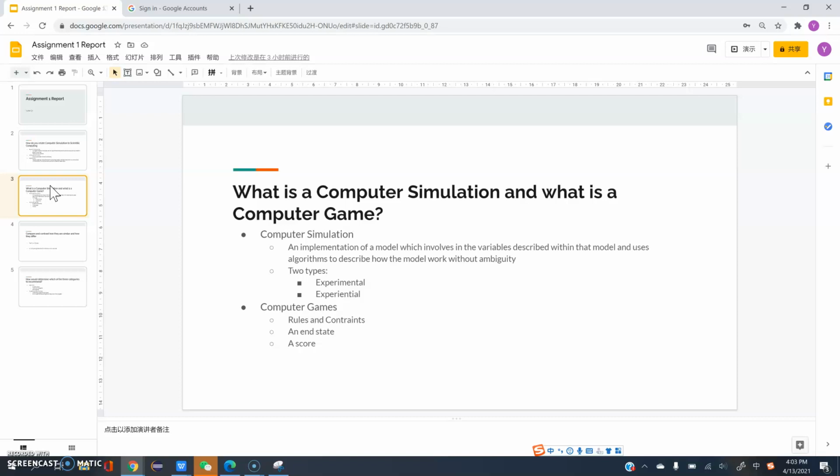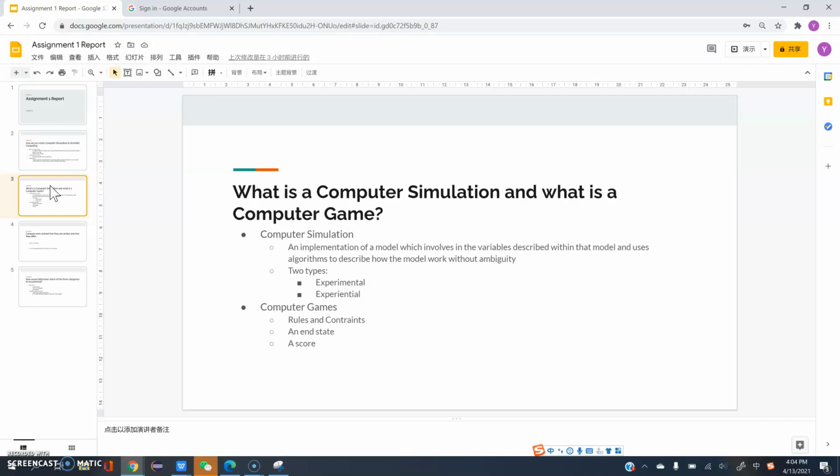Computer simulation can be roughly divided into two types: experimental and experiential. The experimental simulation seeks to answer some questions, while the experiential simulation attempts to provide an environment with which one or more users can interact.